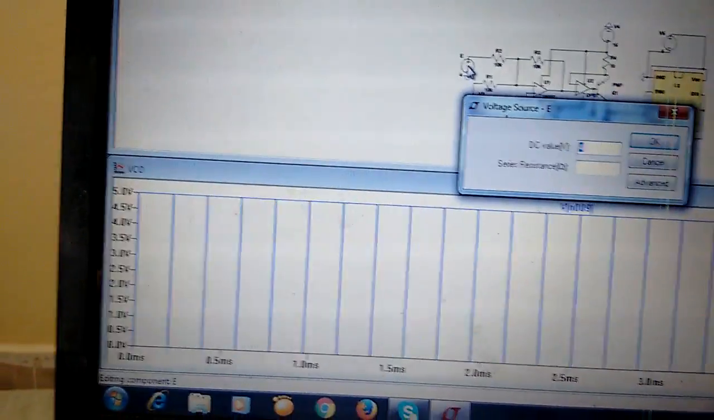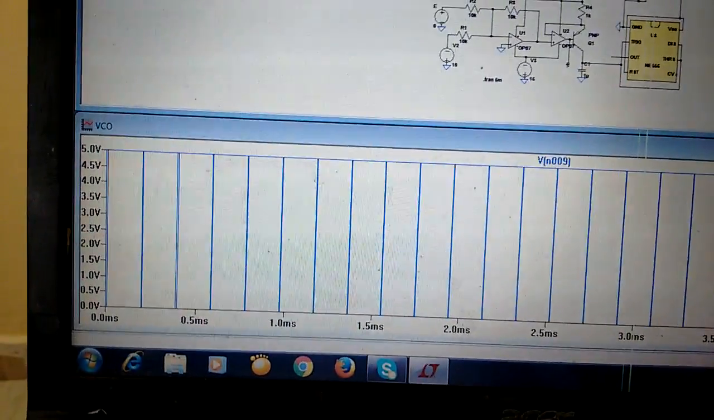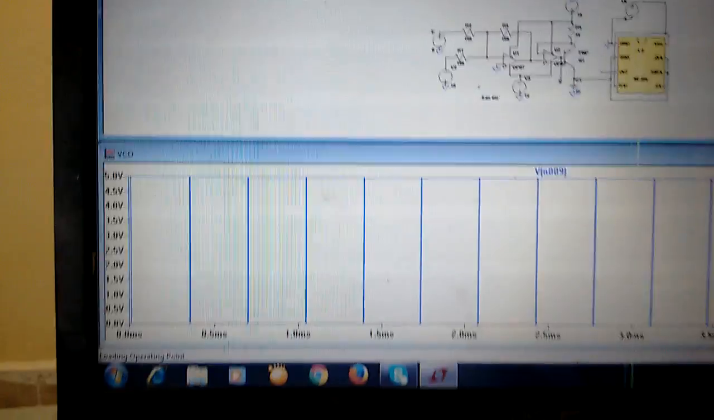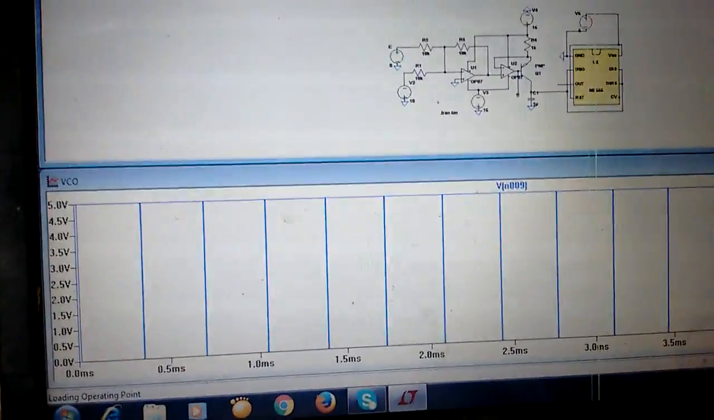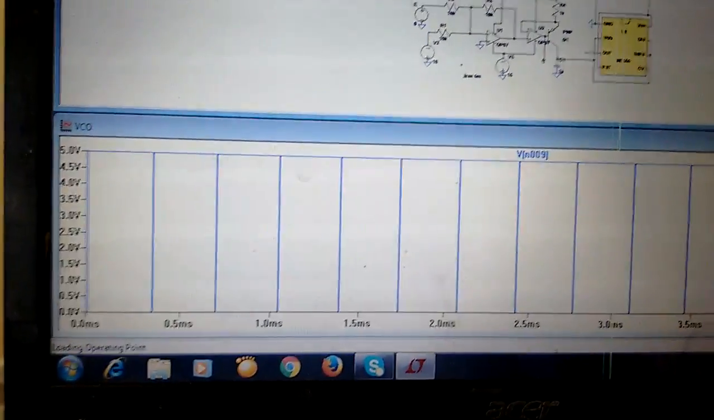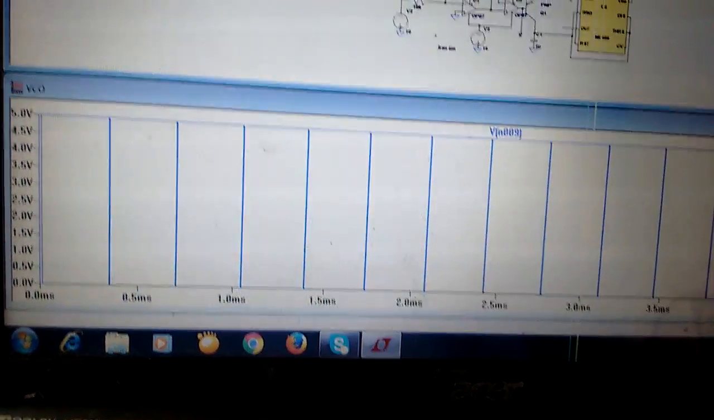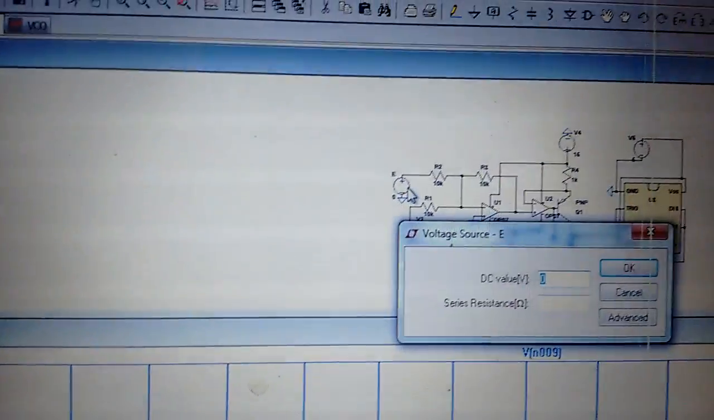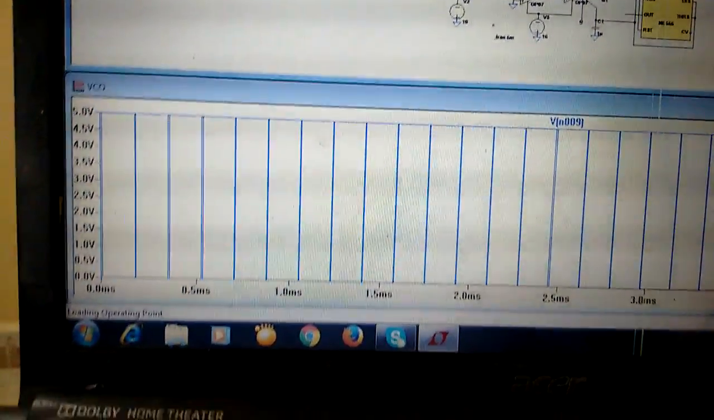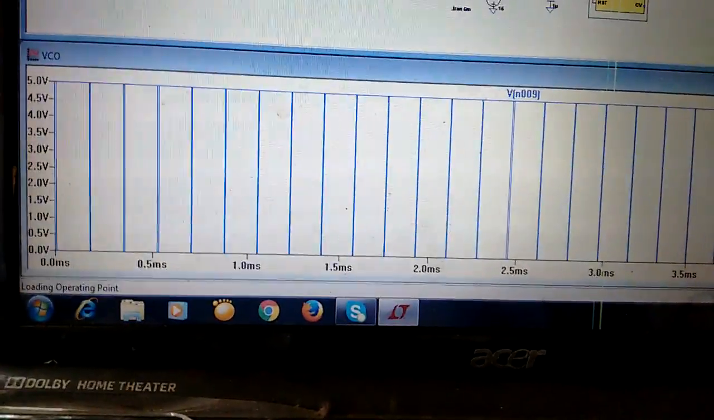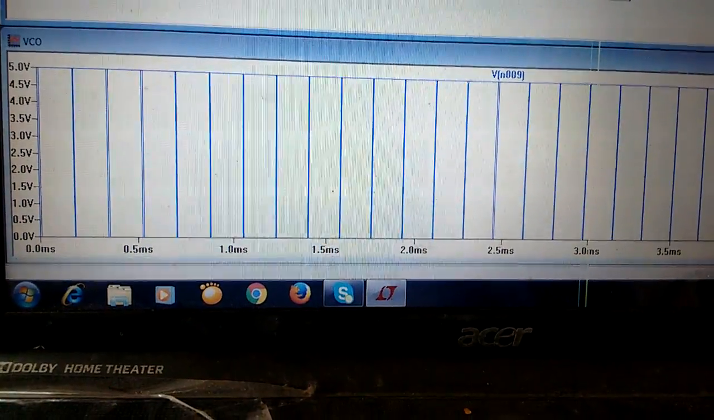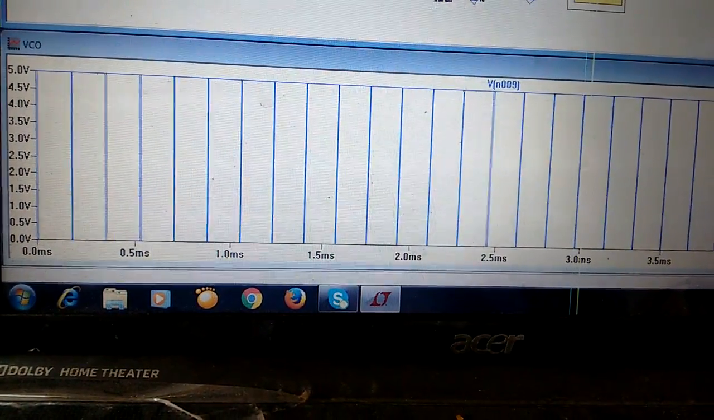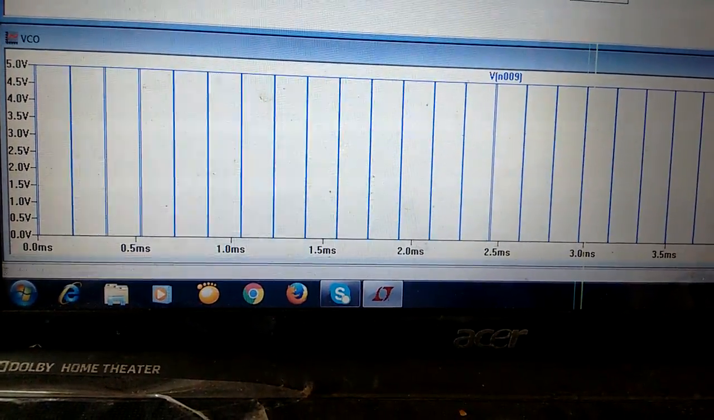If you see at 0 volt, the time period or pulse width is increased. Pulse width increased means frequency is decreased. So that is at 0 volt. If you change this to 5 volt, see the pulse width is decreased, which means the frequency is increasing, right? So this is one observation we have to make.